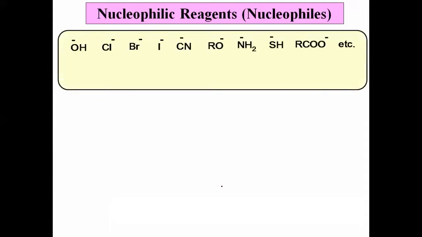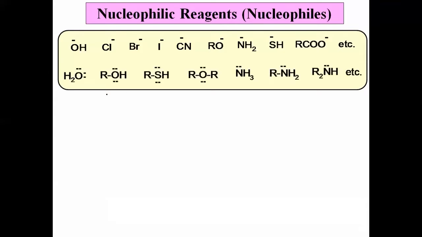Now let us see the second type of the reagent. What is meant by nucleophilic reagent? Here also, first I will explain some examples, and then we will go towards its definition. Okay, these are the examples of nucleophilic reagent. I have written some examples: OH minus ion, Cl minus, Br minus, I minus, CN minus, RO minus, NH2 minus, SH minus, and RCOO minus. These are some examples.